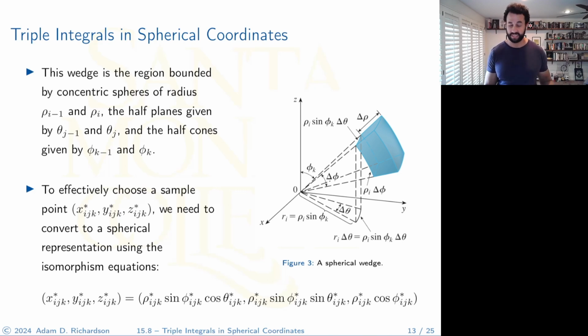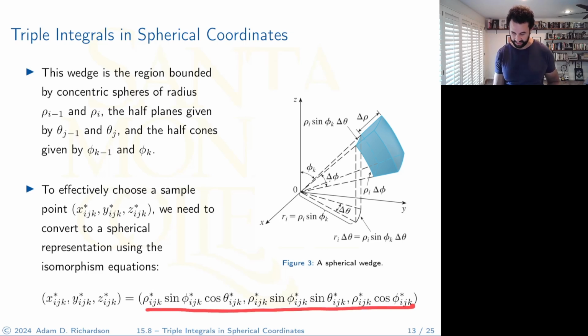As before, we're going to choose a sample point in each one of these subwedges, sample point x, y, z, but i, j, k stars. And in order to do it effectively, we need to convert it into spherical coordinates. So we're going to use our spherical coordinate representation, which is going to look like this big mess.